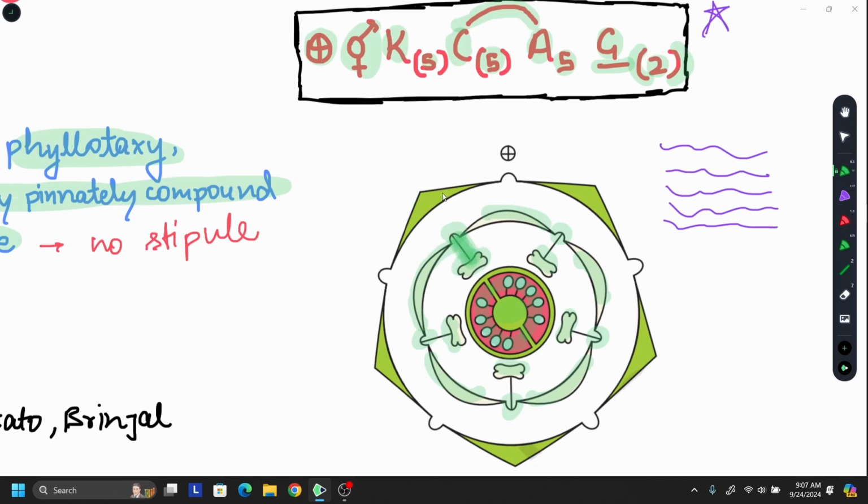Now, when you come out of the C or petals, you come to K or sepals. There are 5 sepals, 1, 2, 3, 4, 5, and they are joined to each other. That's why there is a bridge present between each of them. So they are joined to each other. So this floral diagram, basically you can draw just by looking at the floral formula.